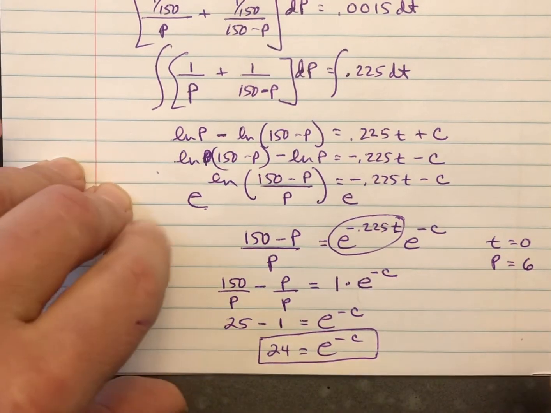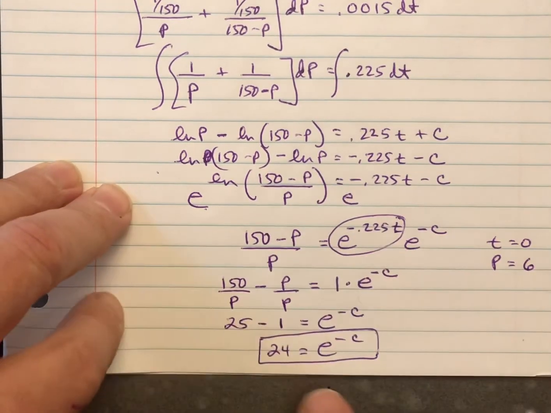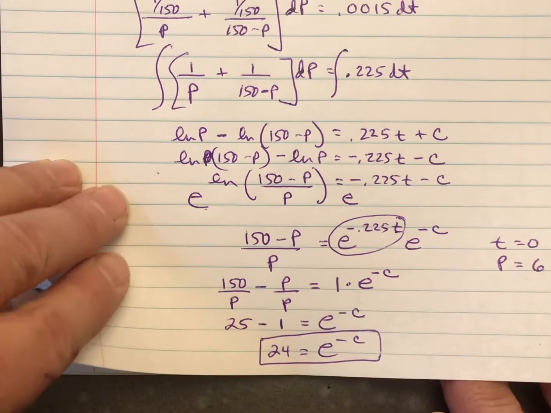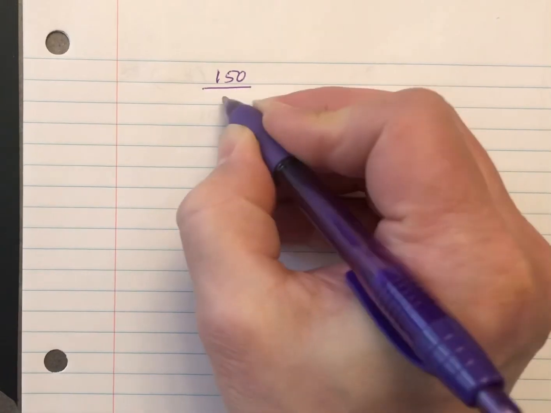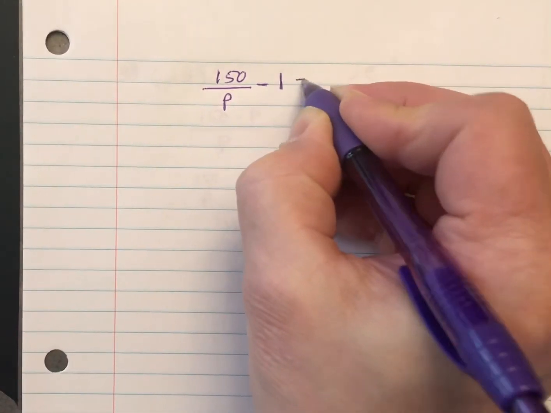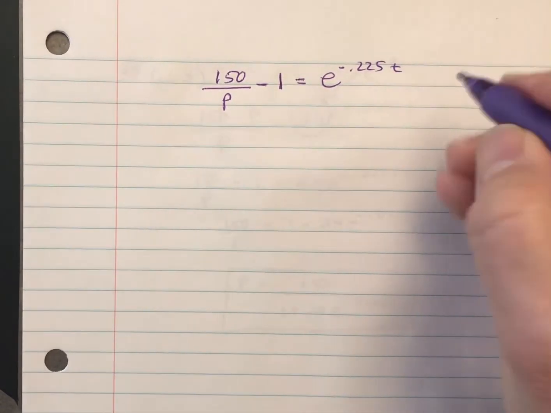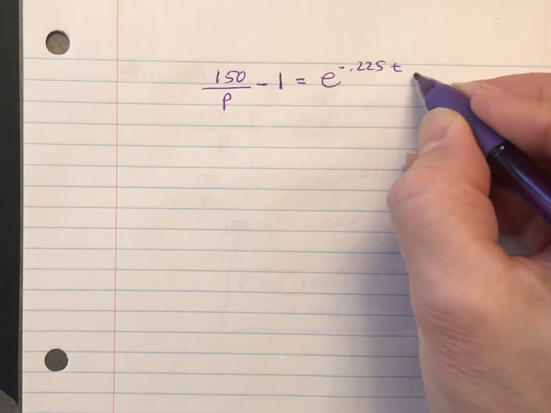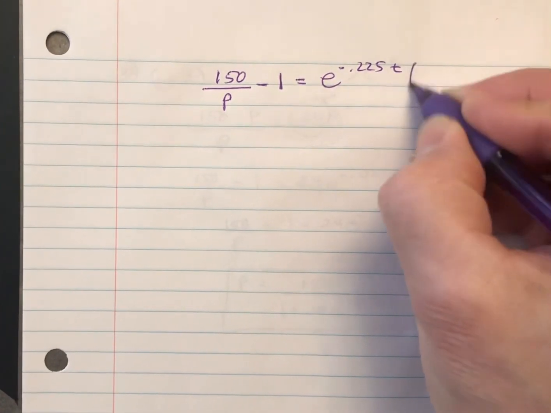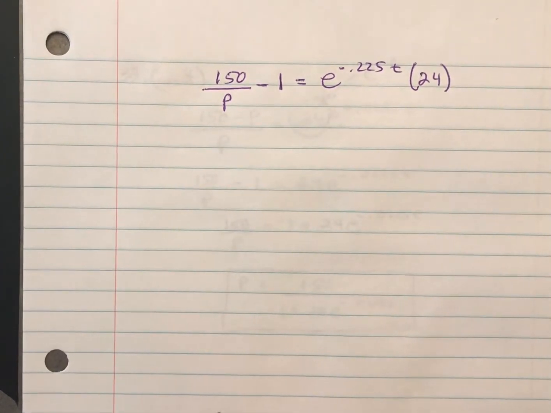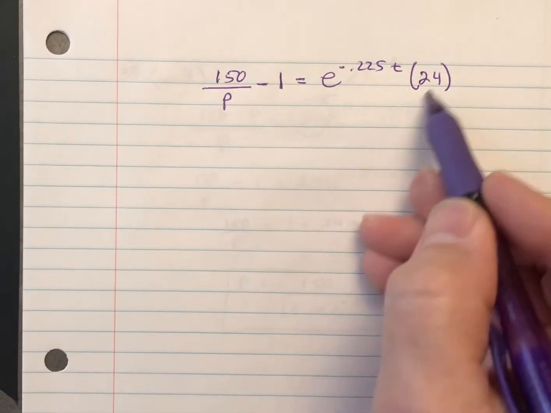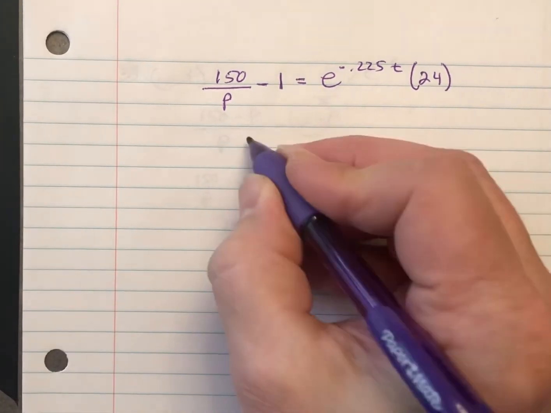Now we just have one thing left to do. The problem gets a little bit long, but we have e to the minus c equals 24. So now I'm going to go back to this part here. We have 150 over p minus 1 is equal to e to the negative 0.225t. And then we just figured out what e to the minus c was. That turns out to be 24. And so now I'm just going to rearrange this equation and get p by itself.